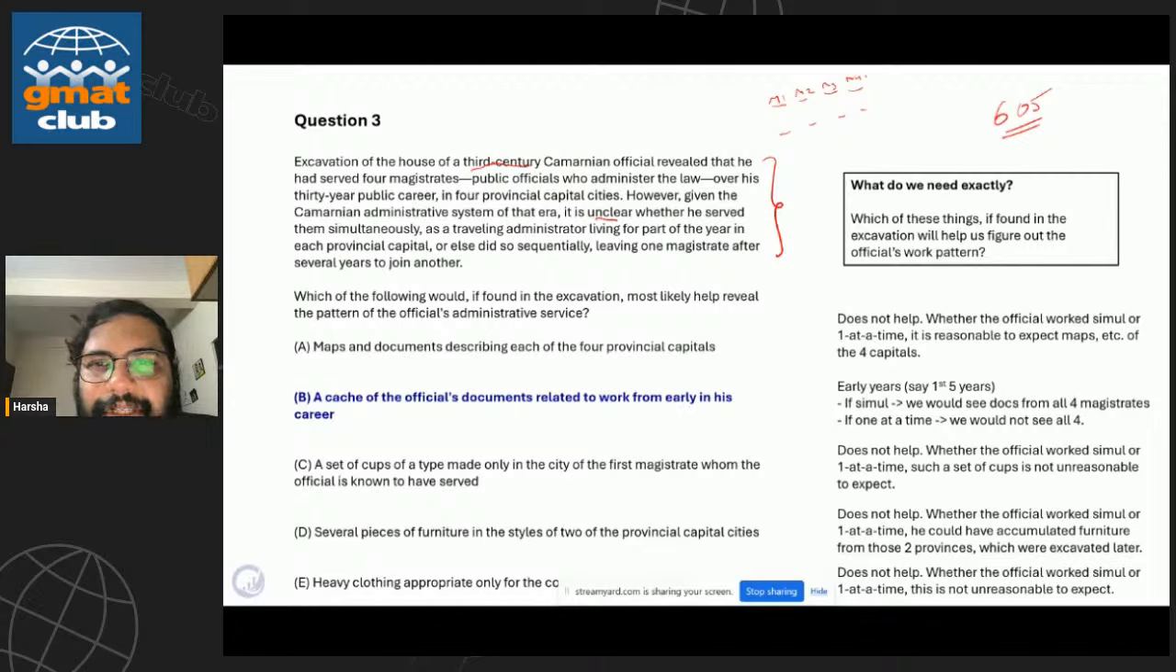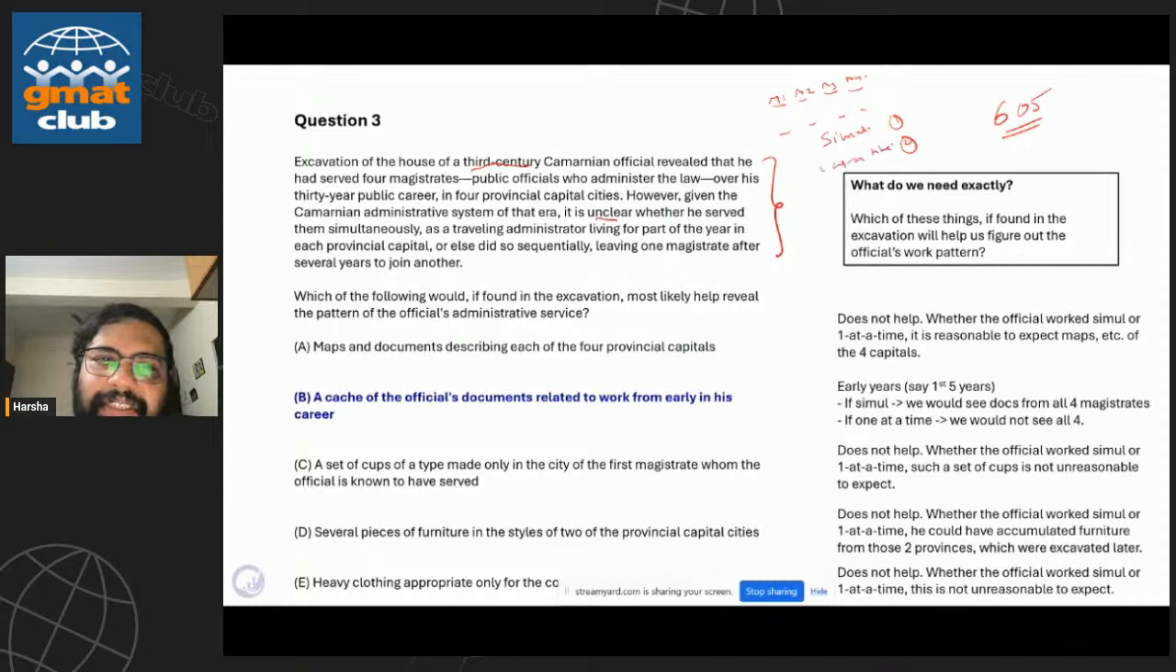So there are two possibilities as to what his working pattern was. It's possible that, for example, he worked in one place for 3 months, the other magistrate for another 3 months, and so on and so forth. He could have worked for four different guys in 1 year. In other words, he could have worked simultaneously for everyone in every year, or what you typically expect with work experience, right? You work for one guy for 8 years, then you work for another guy for 7 years, and so one at a time.